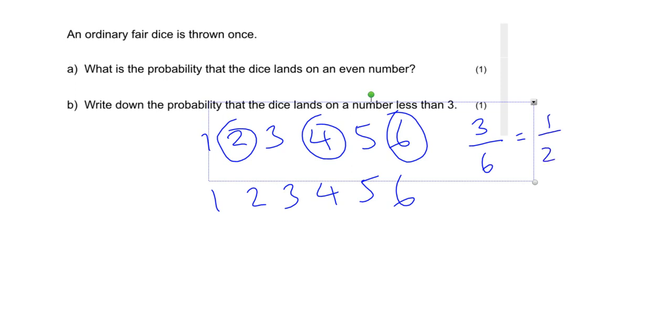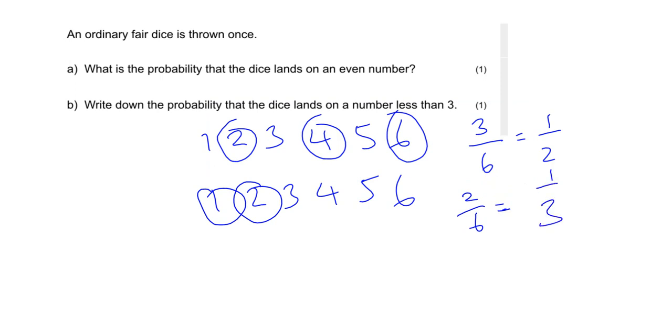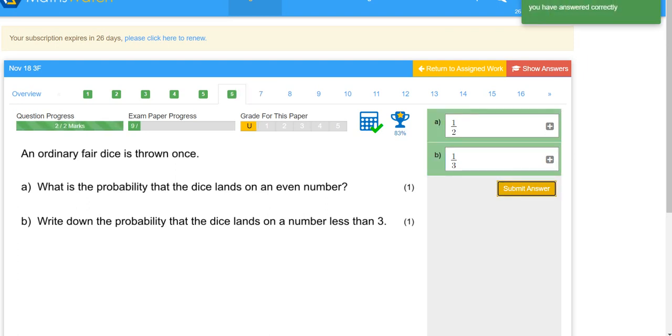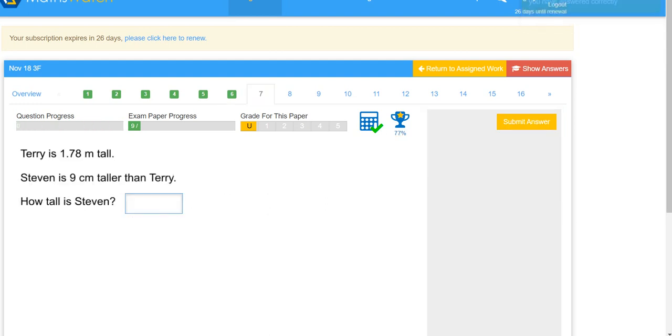And then the probability that it lands on a number less than 3. Well, 3 isn't less than 3, but 2 and 1 are. So that's going to be 2 out of 6, which I will simplify to 1/3. Let's stick that into MathsWatch. Notice here, I'm going to write it in as 1/2. And here, I'm going to use this button to give me access to the fractions. I can write it as 2/6 and write it as 1/3. Let's write it as 1/3, see if it likes that, and super duper. 2/6 would also be acceptable. MathsWatch is a bit more generous.